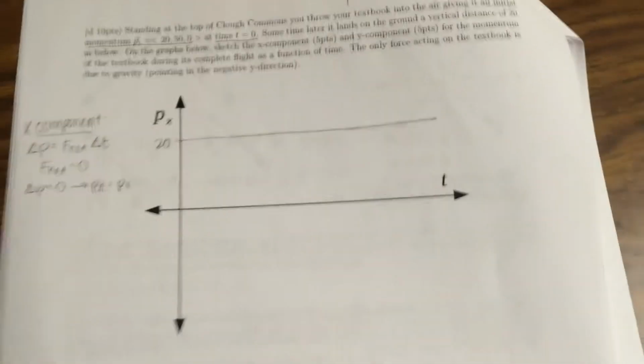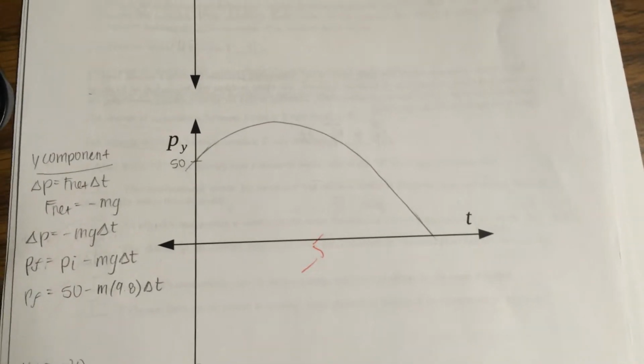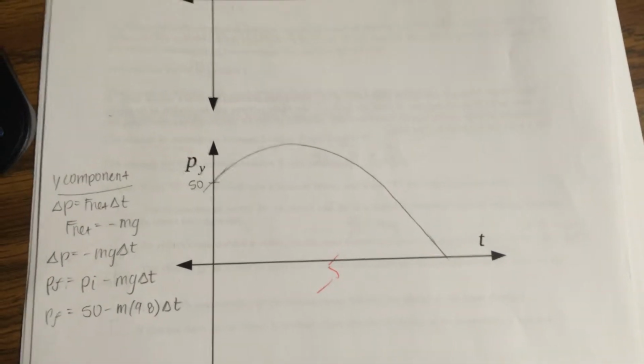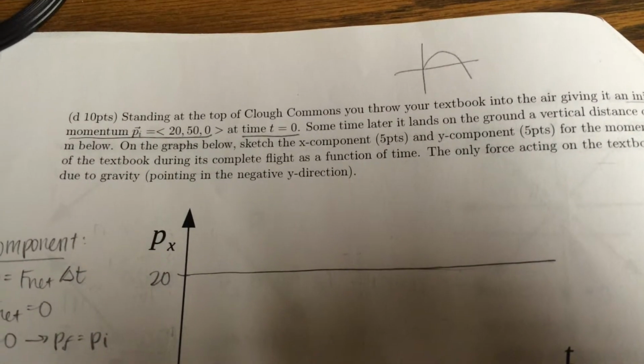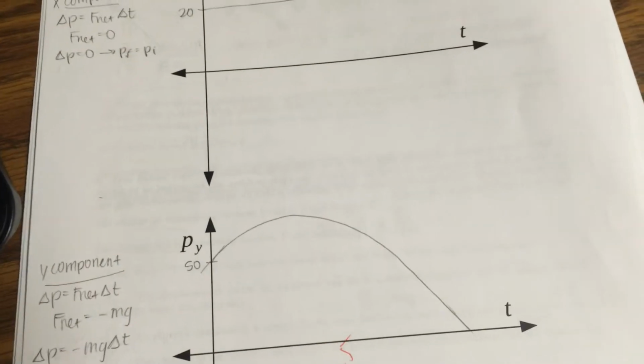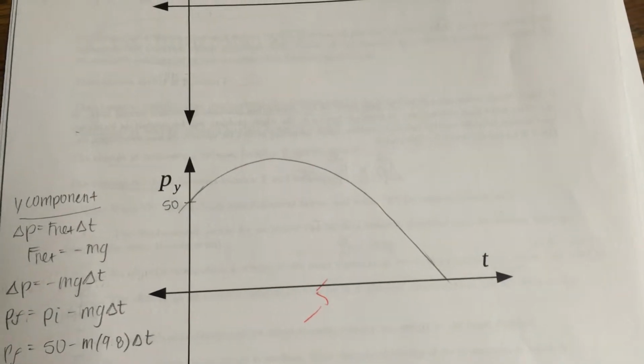However, when I got to the y direction on the test, I started thinking in terms of position, thinking the textbook goes up and then heads back down and reaches 0 at the end. However, the momentum does start at 50, which is given to you in the problem. The y component is 50. However, it starts at 50 and has an initial y momentum upwards.